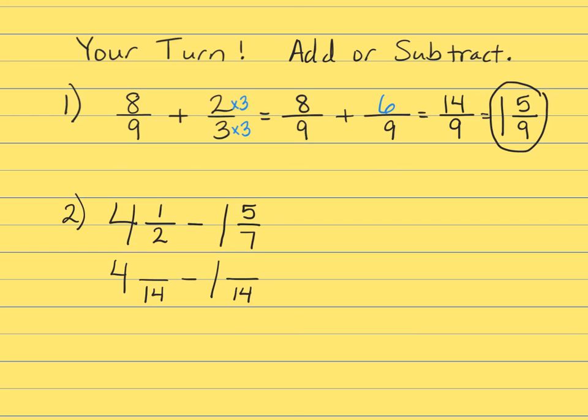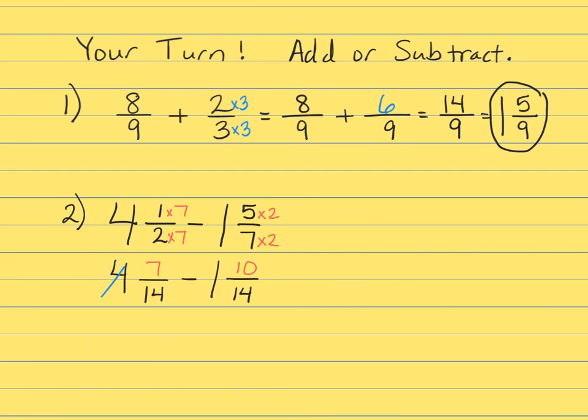And then we'll think about equivalent fractions. 2 times 7 is 14, so 1 times 7 is 7. And then 7 times 2 for our other fraction is 14, so 5 times 2 is 10. We could subtract, but right now we would be subtracting 7/14 minus 10/14. So we need to make this a little bit easier. So I'm going to borrow over here at this 4 and 7/14.